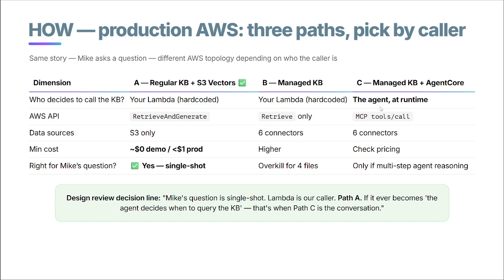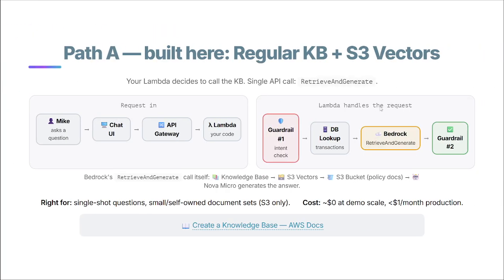One is using the regular knowledge bases plus S3 vector as the data store. That is the first one, where we are managing the knowledge base and ensuring that the policies are up to date. Second is the managed knowledge bases, which are completely managed by AWS. Third option is more advanced, where you are not managing anything; it's the agent managing those at runtime. It all depends on what kind of problem you're solving. So let's see each of those in a bit more detail from the architecture point of view.